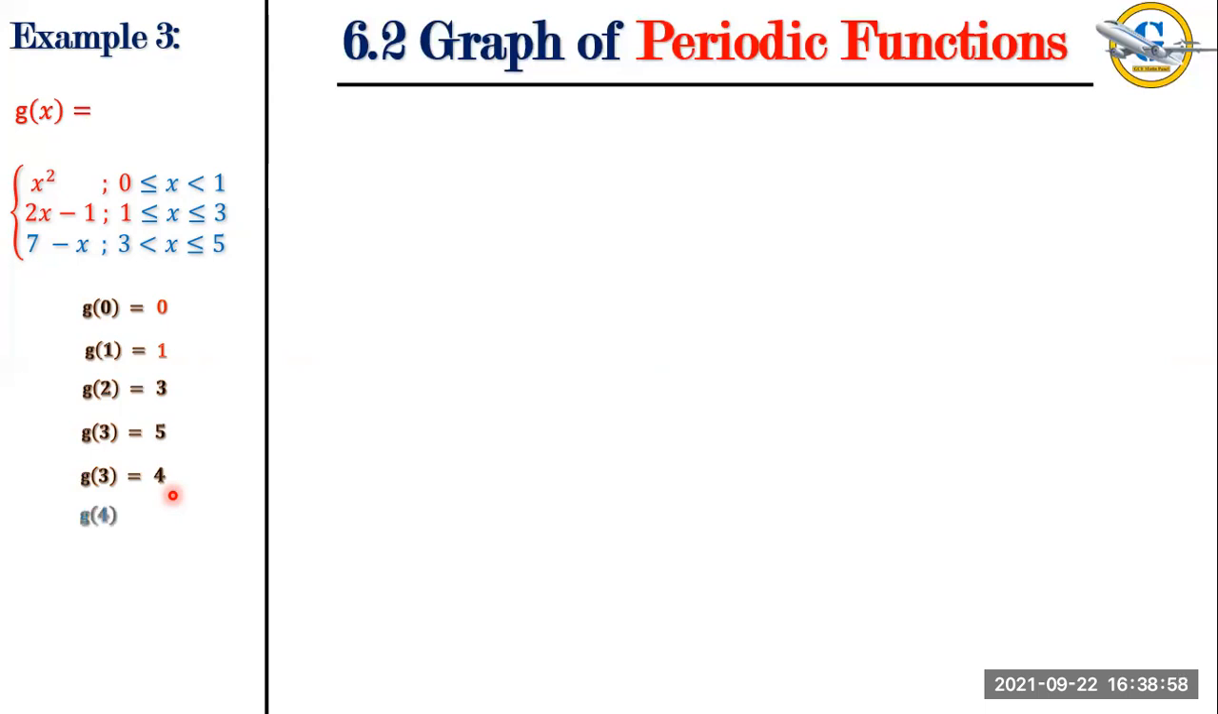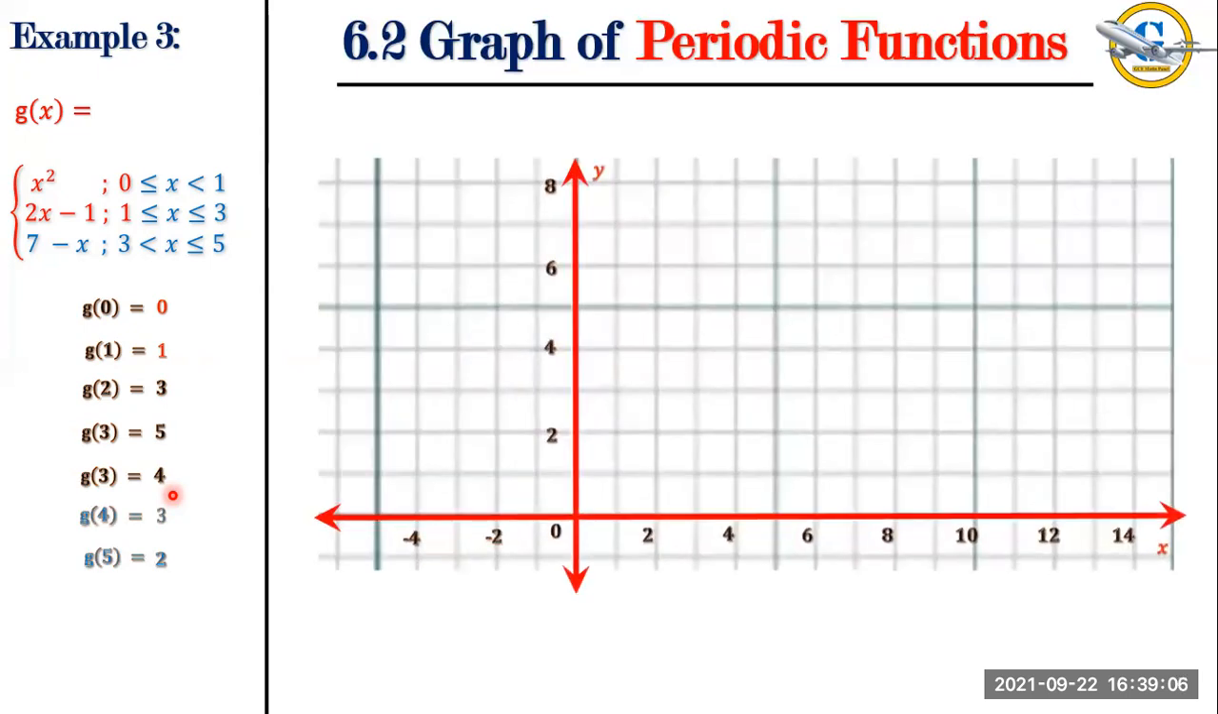Now for 4, g of 4 will be equal to 7 minus 4, which is 3. And g of 5 will be equal to 7 minus 5, which is 2. So we have everything set. We now go to our xy plane. We can start with the first point, g of 0 is 0, and the 0 is included in the definition. So that's why it's shaded. 1 is not included in the first part of this function.